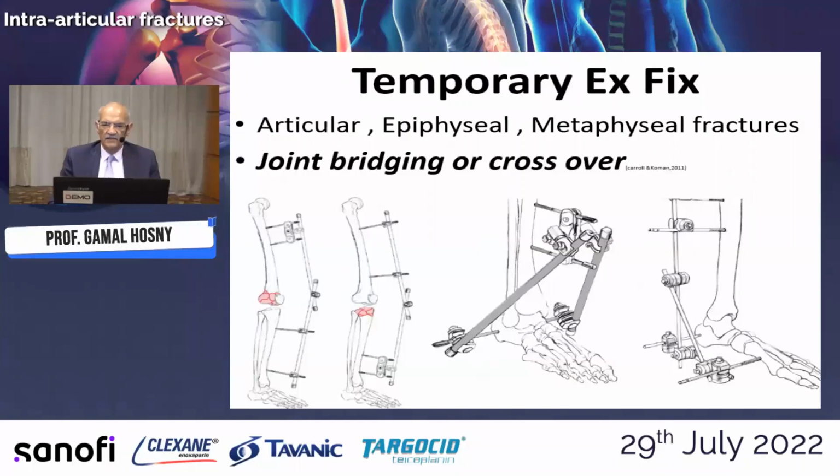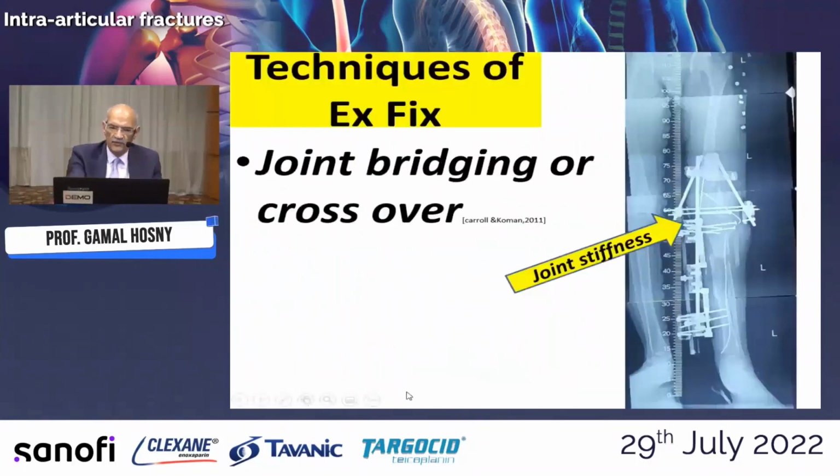Sometimes in intra-articular fractures, you can apply joint bridging like this one, or crossover, but for just a temporary period. Because if you apply it like this patient for 4 or 5 months, you are going to see joint stiffness of the joint. This patient has crossover for more than 5 months. This is such a long, long time.